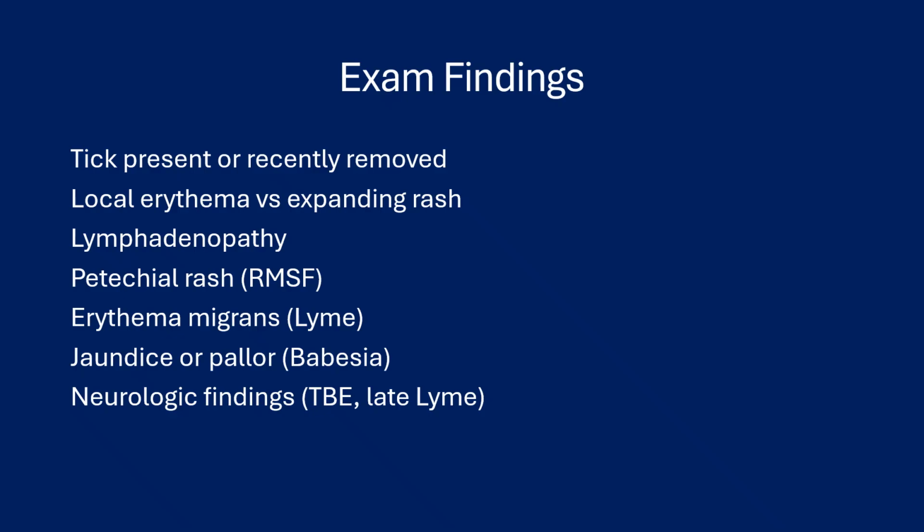Exam findings: tick present or recently removed, local erythema versus an expanding rash, lymphadenopathy or swelling of lymph nodes in the region, petechial rash, typically seen in Rocky Mountain spotted fever. There are great examples of that online. Erythema migrans, kind of a classic rash associated with Lyme disease, also great examples online.